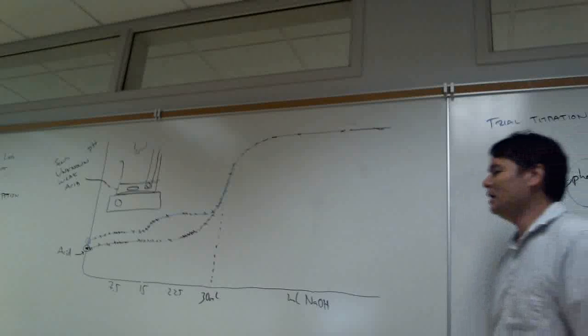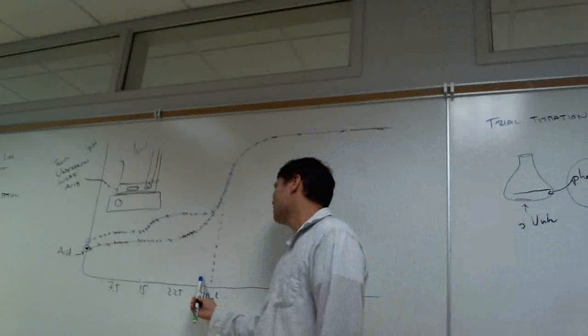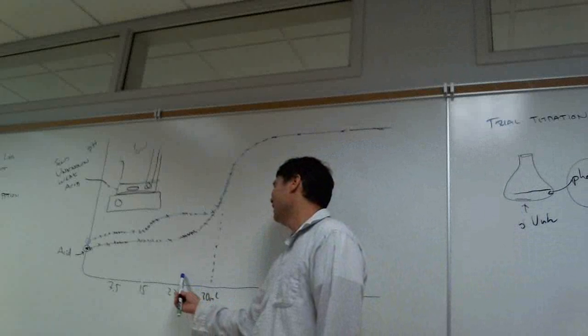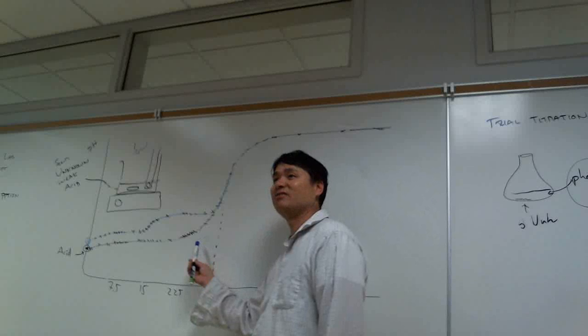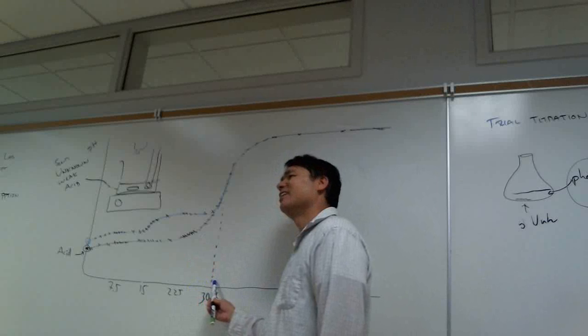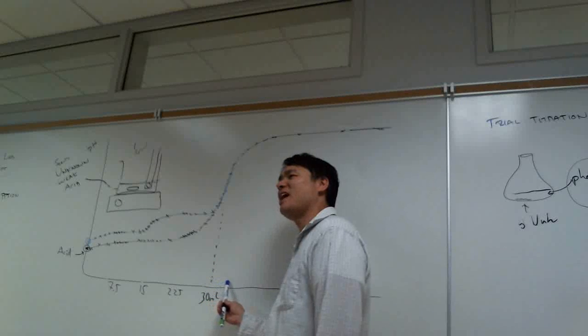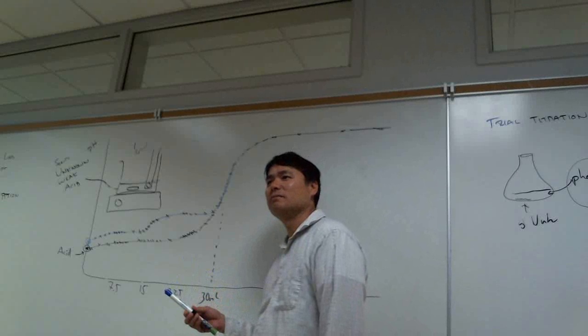And the huge error meaning that, hey, you're planning to slow down at 29, but the equivalence point shot up at 28. This happens all the time. Or people slow down at 29 and they're collecting drop by drop, and it doesn't happen until 32, 33 because their trial titration wasn't so good. Right?